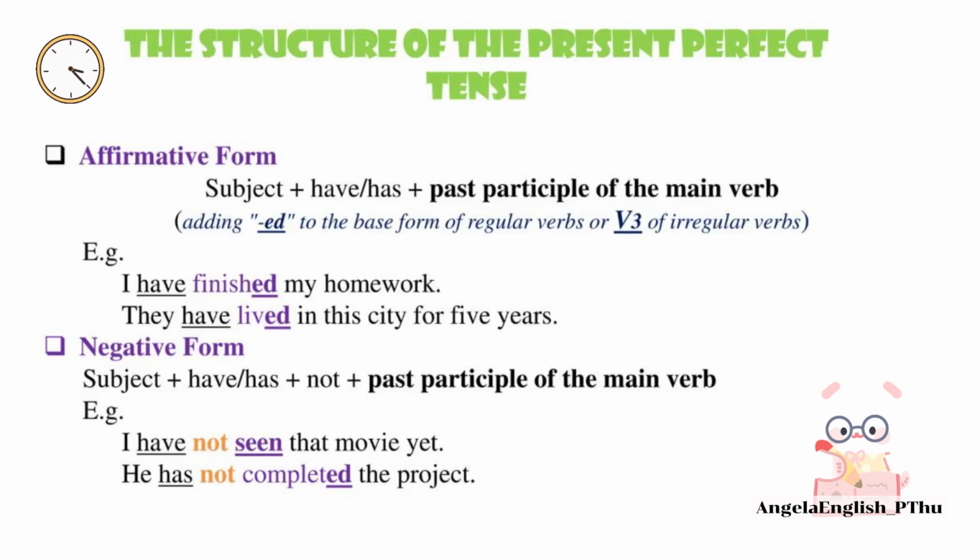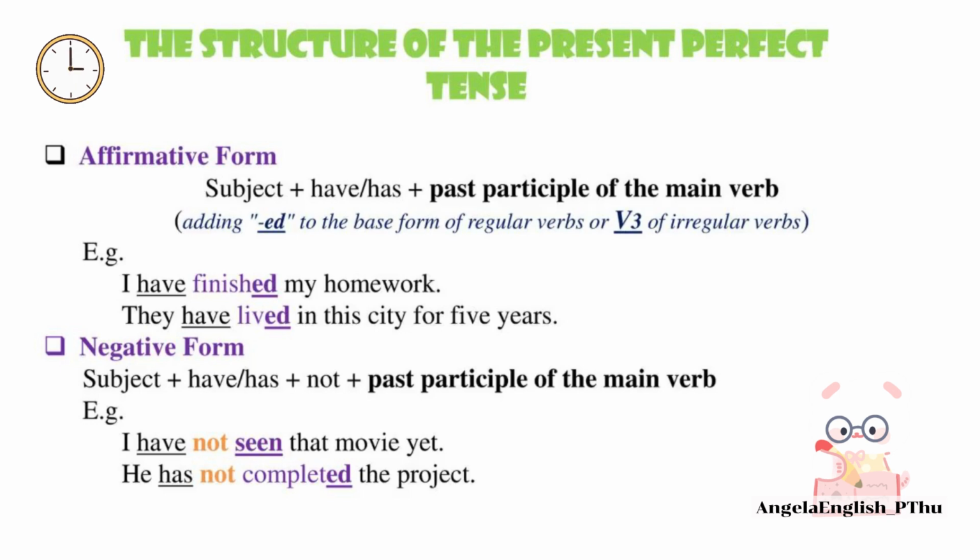In affirmative sentences, we use the structure subject plus have/has plus past participle of the main verb, adding -ed to the base form of regular verbs or V3 of irregular verbs. Here are two examples. I have finished my homework. They have lived in this city for 5 years.